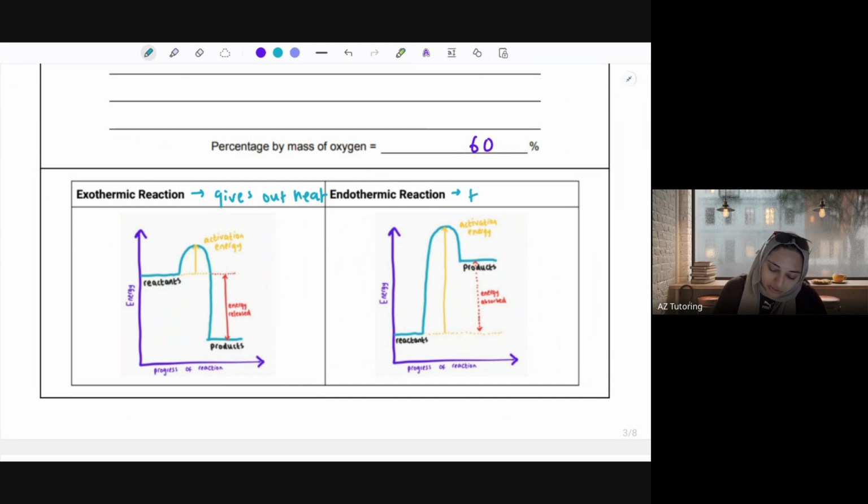And endothermic reactions take in heat. So for example, photosynthesis is an endothermic reaction. It's taking in light, in turn heat. So therefore it's an endothermic reaction. These are less common.